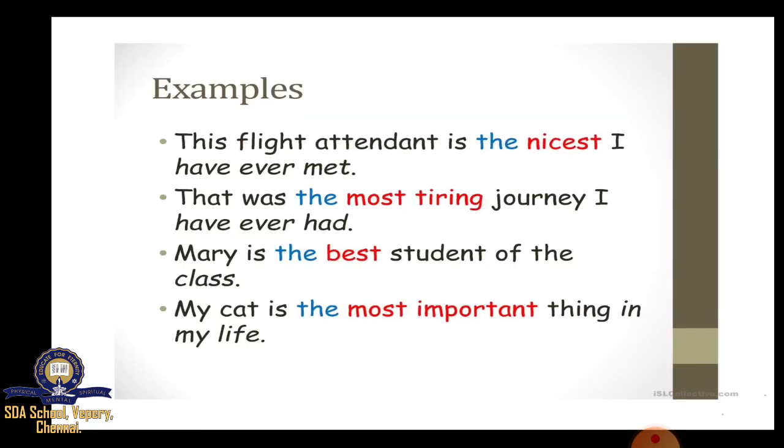So let's get into some examples. The flight attendant is the nicest I have ever met. So here we are trying to say that the flight attendant that we have met now is the nicest, that is the supreme one. Nicest, you see here est. Next, that was the most tiring journey I have ever had. So here you're not having syllables, so you add the word most before and you have the definite article the because it is the supreme, so it's the most tiring. Next comes Mary is the best student, that is she is the best one. This is also a supreme quality.